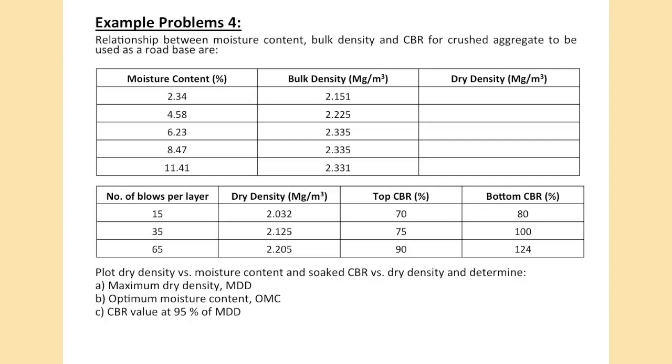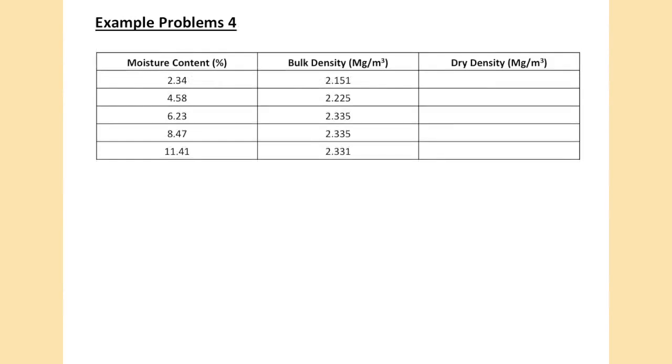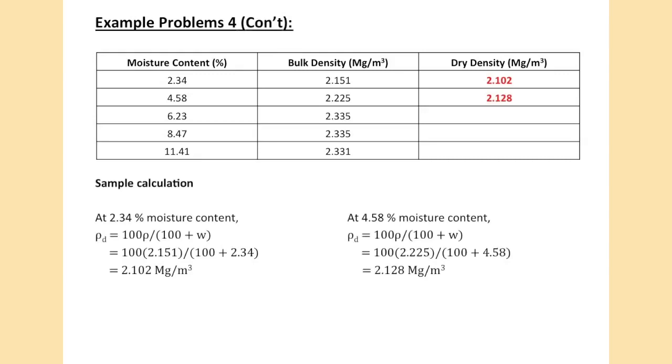Move to the last question. The question requires us to plot the dry density versus moisture content graph and the soak CBR versus dry density graph, and also to determine the maximum dry density, optimum moisture content, and CBR value at 95% of maximum dry density. Let's try to fill up the table first. It can be seen in this video that the dry density values are missing from the table. The formula used to determine the dry density values is shown in the sample calculation below the table.